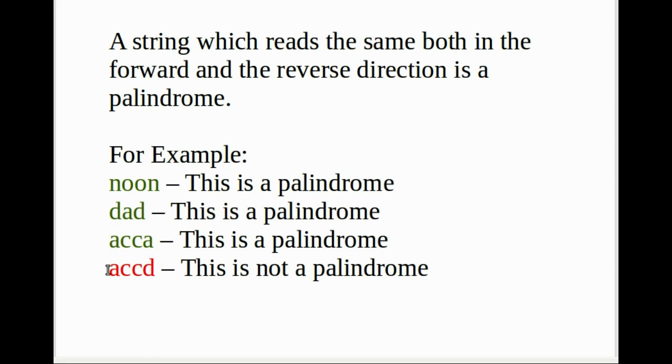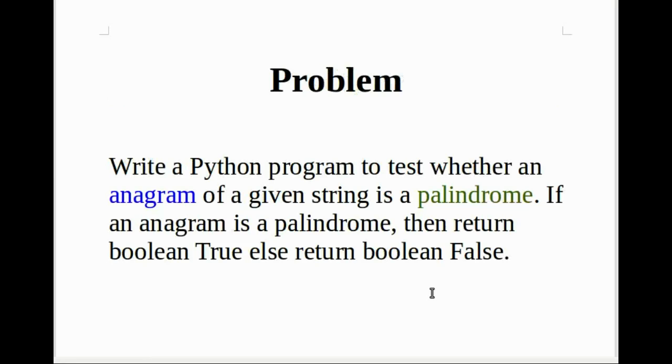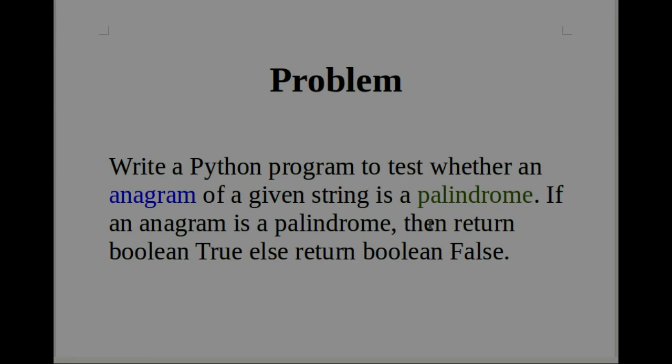But the string ACCD is definitely not a palindrome because in the forward direction it reads as ACCD and in the reverse direction it reads as DCCA, so they are not the same. So definitely it's not a palindrome. So we just have to see, given a string, if any of the anagrams of the given string is a palindrome.